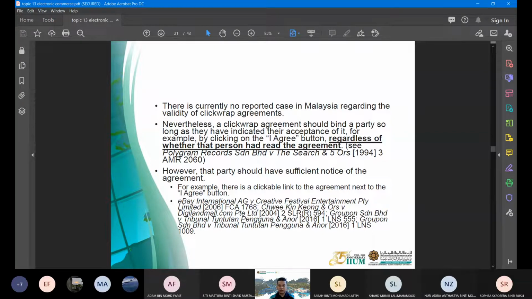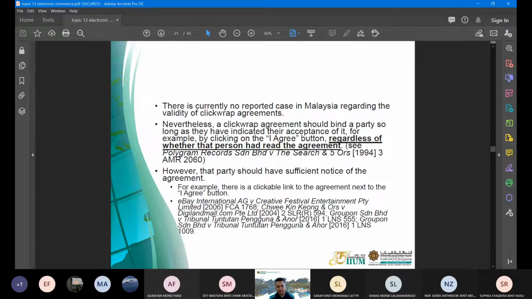Nevertheless, the ClickWrap agreement should bind a party, so long as they indicated their acceptance. So if you go through a ClickWrap agreement and then you click the I agree button, regardless of whether you read the agreement or not, then the agreement is binding on you. And you can refer to Polygram Record, the case of 1994.